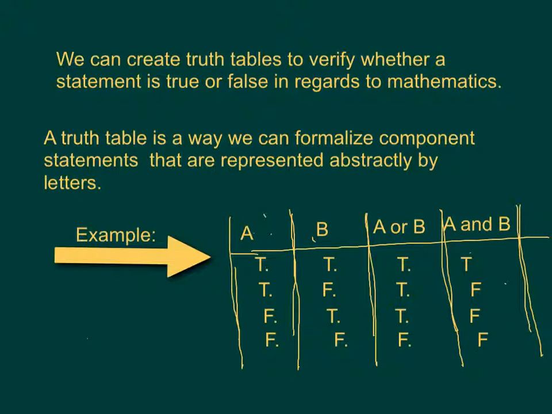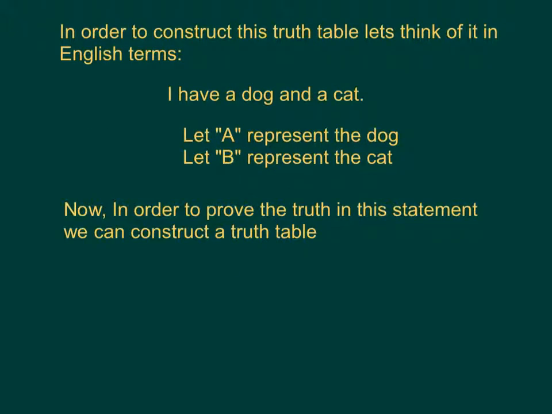So a truth table is a way we can formalize component statements that are represented abstractly by letters. Here's an example of how you would set one up. In order to construct this truth table, let's think of it in terms of English. So if you were to say, I have a dog and a cat, in math, we could have A represent the dog, and we could have B represent the cat. Now, in order to prove the truth in this statement, we can construct a truth table.